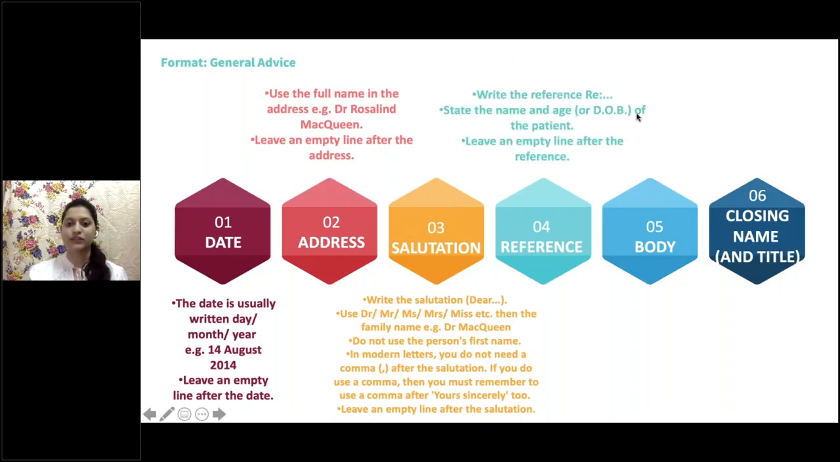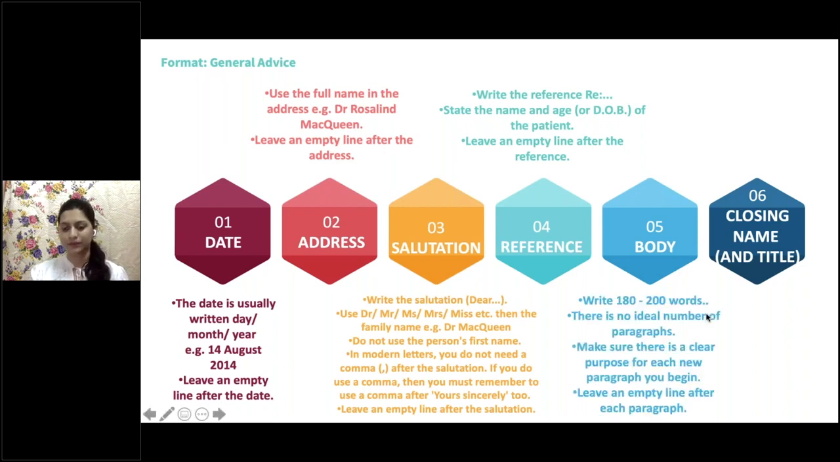Then comes your reference. What do we do in reference? You write RE and then you put the name of the patient as explained in the case note, followed by their age and date of birth, sorry. So you say DOB, so and so, whatever date is mentioned, and then again, you leave a line.